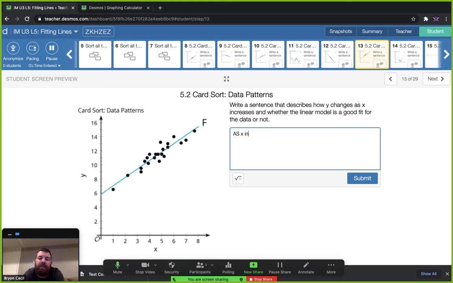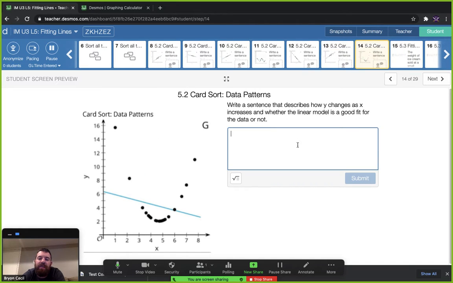So as x increases, let's look left to right, moving up. So y is going to increase, and it fits moderately. I know I just butchered that word, I know I spelled it wrong, but hey, we're going to go with it. Fits moderately well, just kind of an average fit.